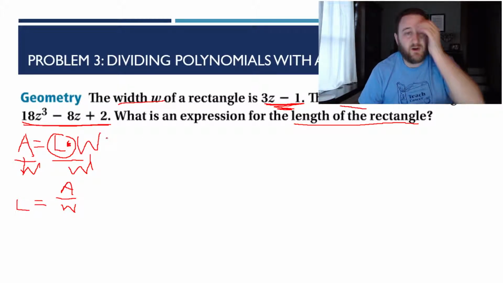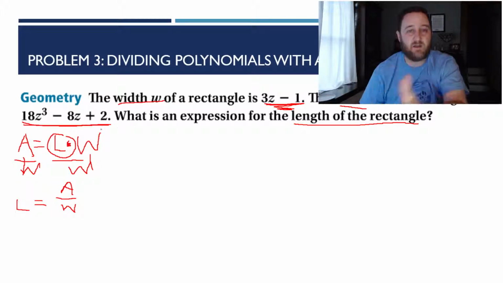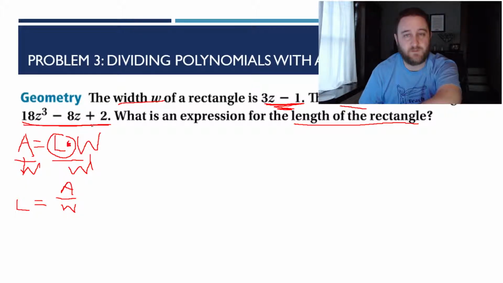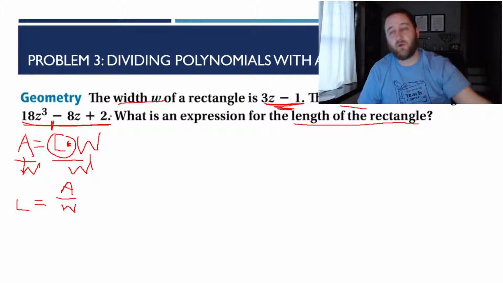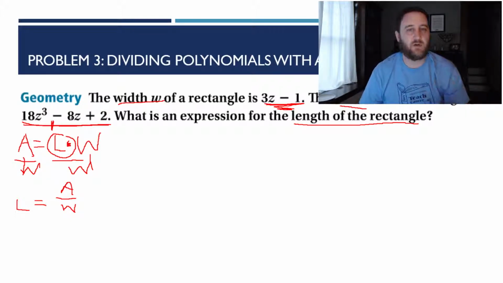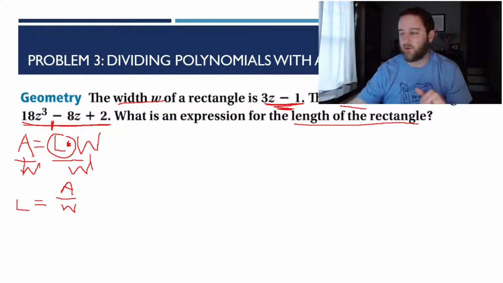Now there's something we have to do in order to be able to do this. If you look at this trinomial for the area, 18z cubed minus 8z plus 2, there's something missing, and that's the z squared term. It's got z cubed, we're missing the z squared, we've got the z, and then we've got the constant. So what we need to do is add in the z squared, but we're going to put a zero coefficient in front of it. That way it doesn't change the expression at all. All it does is add in the z squared so that we can divide it properly.